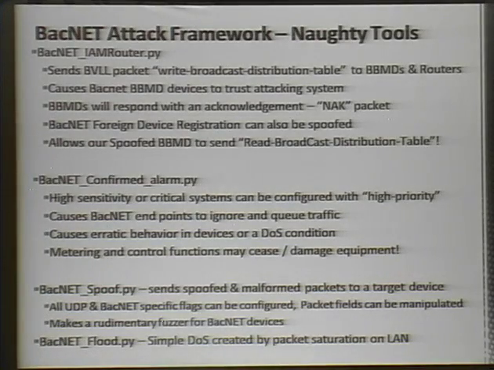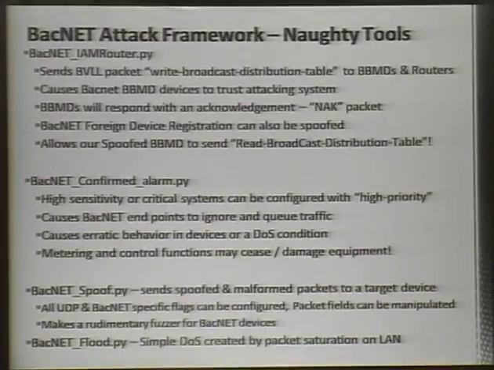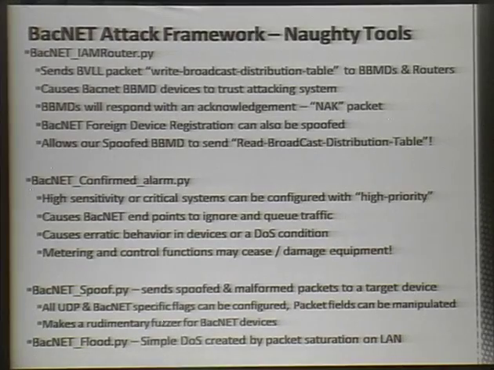So to get just a tad bit nastier, the next tools are IM router. Now, if you remember, I was talking about the BBMD device. Well, basically, this one sends a very unique packet called a Bacnet virtual link something. And what this one does is it tells other Bacnet routing gateway devices that, hey, I'm a Bacnet router too. Share all your information with me. Allow me to communicate and control the devices that you're responsible for. So if you're a pen tester, this could be very handy because now you can interrogate all the devices that are stored within the primary gateway or BBMD device.